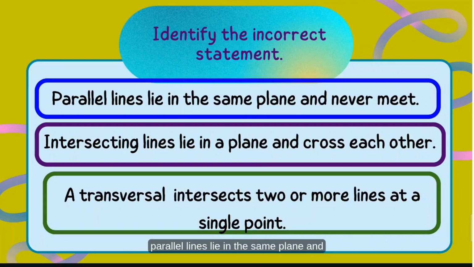Indeed, parallel lines lie in the same plane and they never meet or cross each other, no matter how far they are extended. Intersecting lines also lie in the same plane, but they do cross each other or meet at a single point of intersection. Whereas a transversal is a line that intersects the parallel or the intersecting lines, but it crosses them at distinct points. For example, if it is crossing 2 parallel lines, it will cross them at 2 separate points, not at a single point. Same holds true for non-parallel lines. So the third option is incorrect.